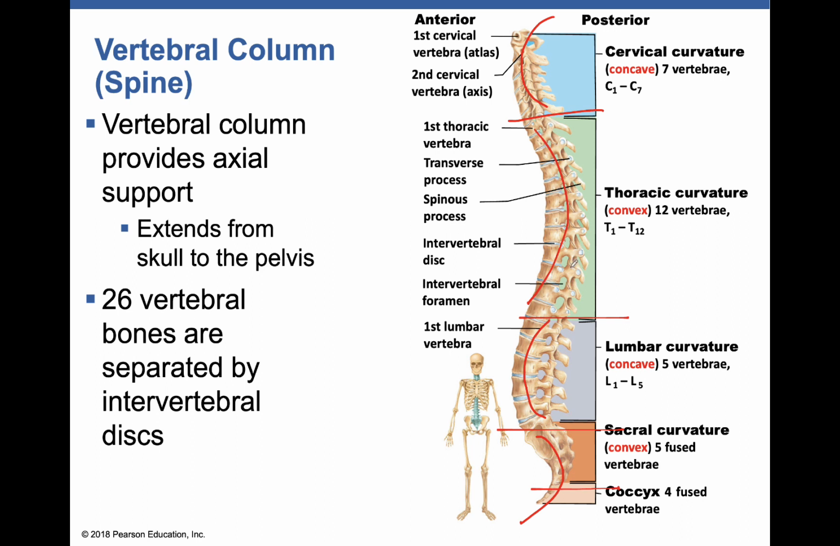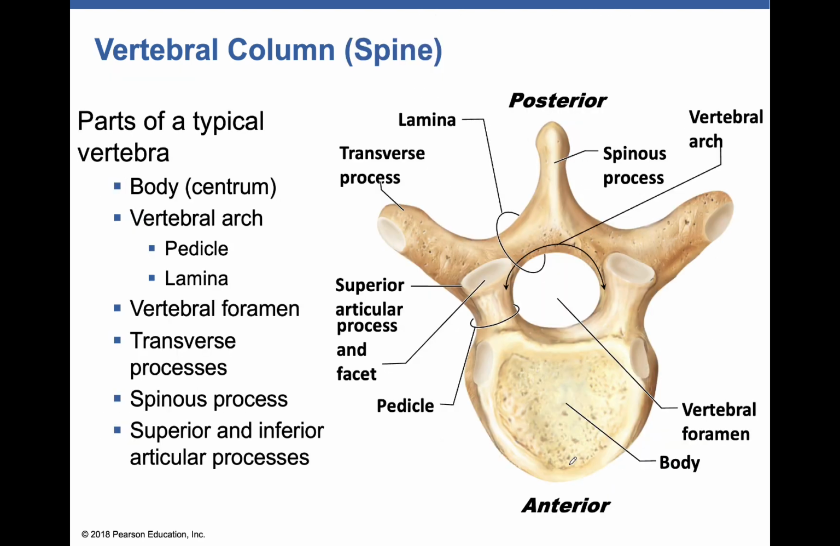I do not need you to know how many bones make up each one of these. What I need you to know is the anatomy of each type of bone, which we're going to go into in the next 4 or 5 slides. In general, the vertebral column is made up of vertebrae that are separated by discs. Discs are found in between all of your vertebrae.